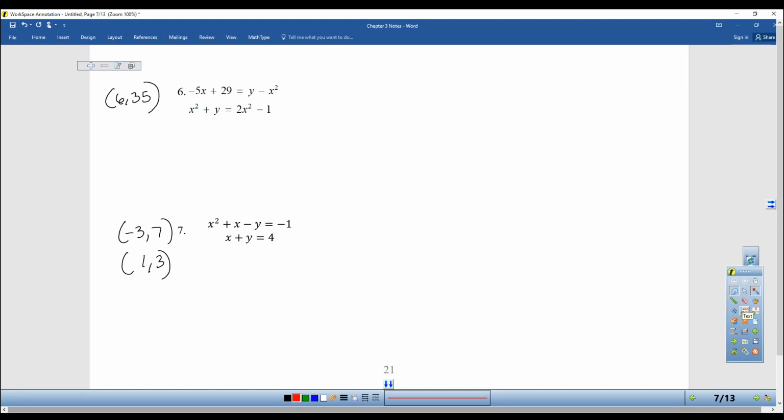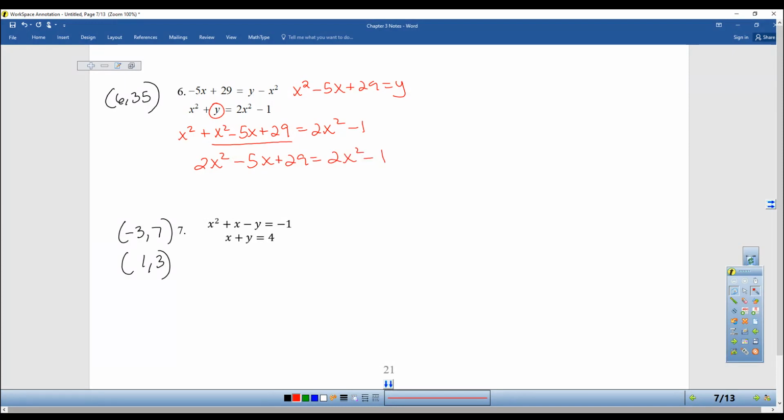Number 6. Let's see, what variable can I get all by itself? I can get that y all by itself right there. So I'm going to move the x squared over. X squared minus 5x plus 29 is equal to y. And now I can put that right here. So I get x squared plus x squared minus 5x plus 29 is equal to 2x squared minus 1. So I made that substitution. That gives me 2x squared minus 5x plus 29 is equal to 2x squared minus 1.